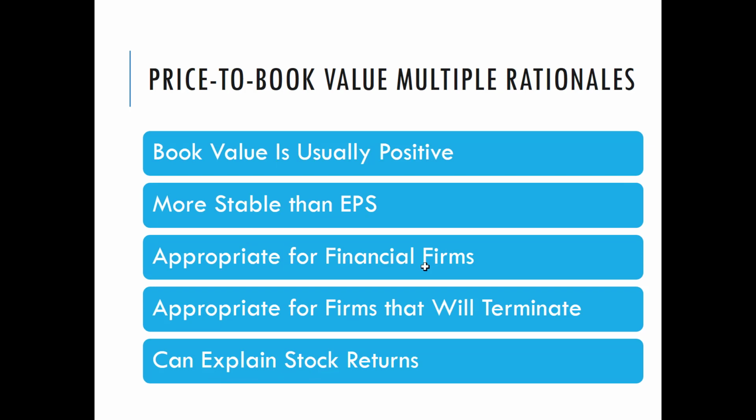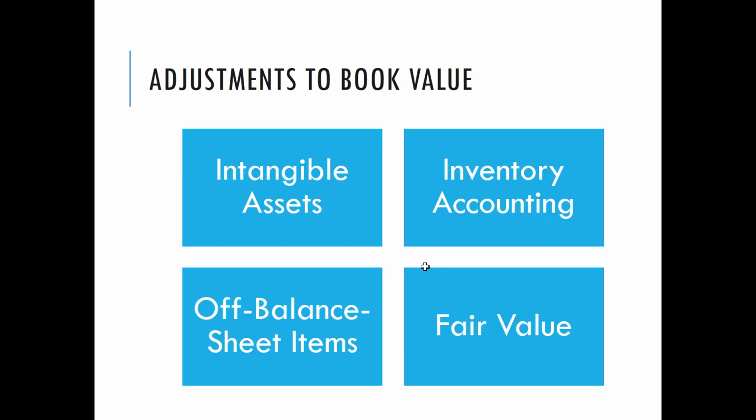But the idea here is that price to book value is mainly useful when the firm will terminate, or when the firm has negative earnings per share, in which case you know the book values tend to be positive, so maybe I should use those. Again, that's just one particular option.